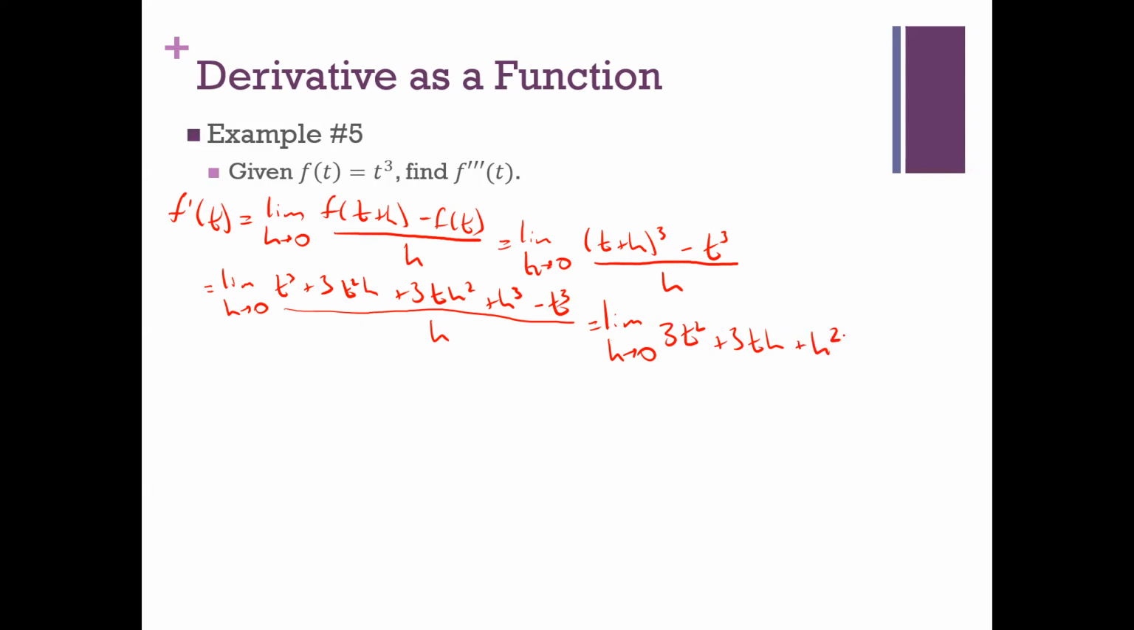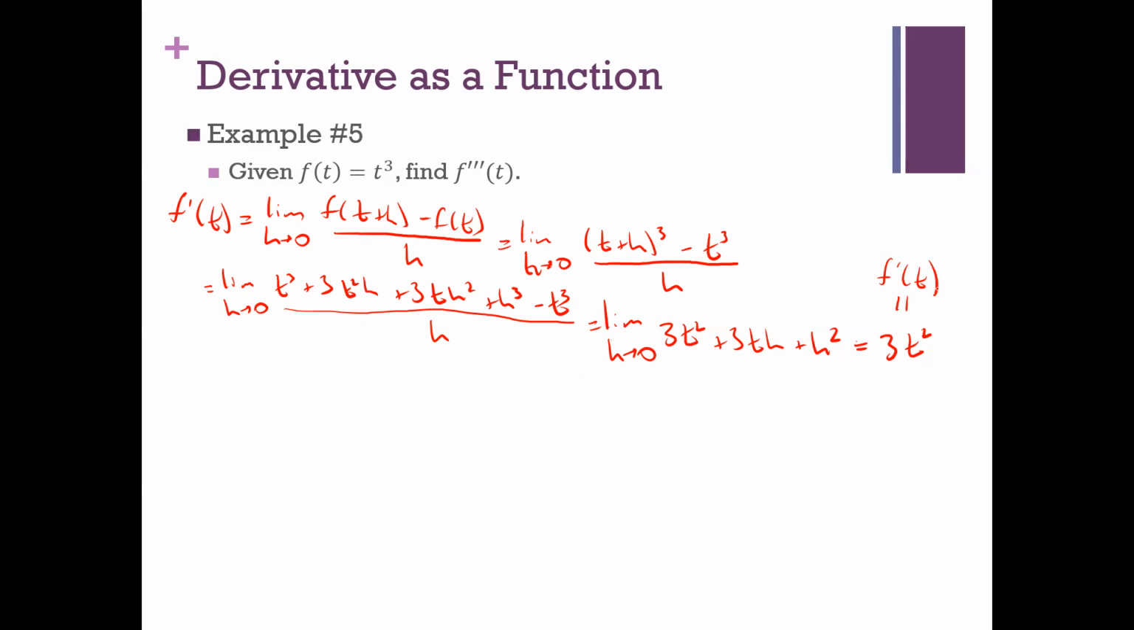Is that limit possible to evaluate? Yes. What is it? Zero? No. It's 3t squared. Remember, keep in mind what I'm taking to zero. It's not the t and the h, it's only the h. So the second and third terms there are going to get annihilated, and I'll be left with 3t squared. So this right here is f prime of t.